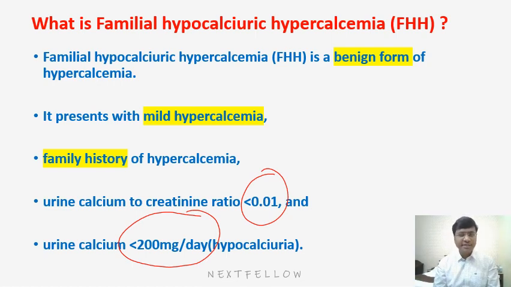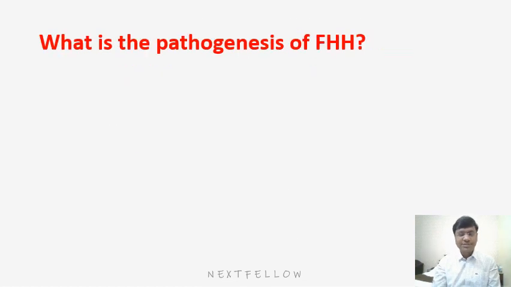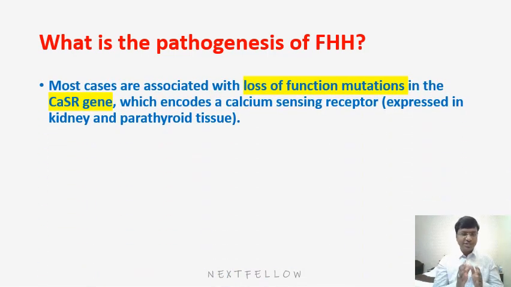Now, first of all, let me explain what exactly familial hypocalciuric hypercalcemia is. That means, what is the pathogenesis? We have a gene called CASR. It is a calcium sensing receptor gene, right? And where is it expressed? It is expressed in the kidney as well as in the parathyroid tissue. What will it do? It will sense the serum calcium levels and give information to the parathyroid about the calcium levels.